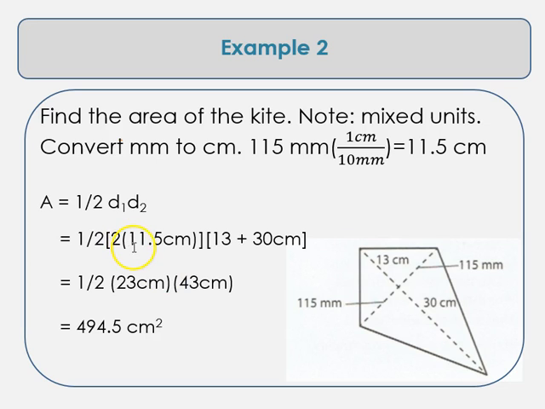I guess we'll be calling the crossbar diameter 1, so the diameter 1, the piece we solved, was 11.5 centimeters. There are 2 of them, so 2 times 11.5 times diameter 2, which is 13 plus 30. 1/2 times 23 times 43 is 494.5 centimeters squared.